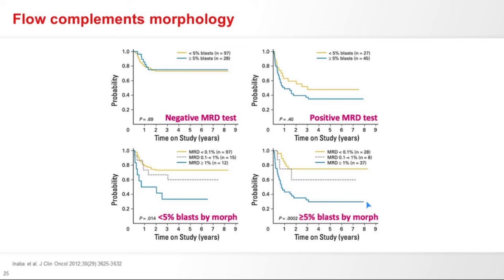That makes some sense. But then if you look just at morphology, here are patients who are in remission, less than 5% blasts by morphology, and basically your survival is based on how much MRD you've got. The same is true with greater than 5%, same scale. So MRD assessment by flow cytometry, I think it would be fair to say, is a little bit more accurate in predicting response compared to morphology. In fact, in our center now, the pathologists often don't even make a call morphologically on the actual number of blasts. They rely on flow cytometry to make that call.